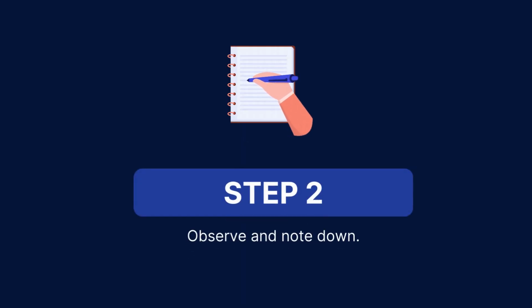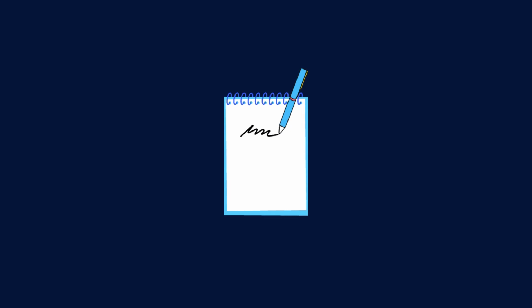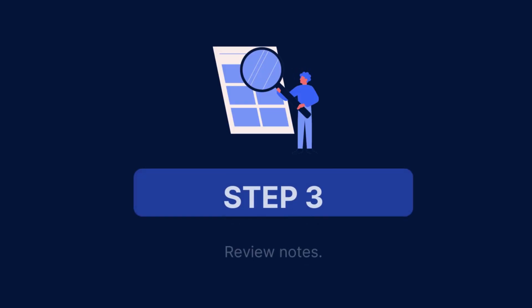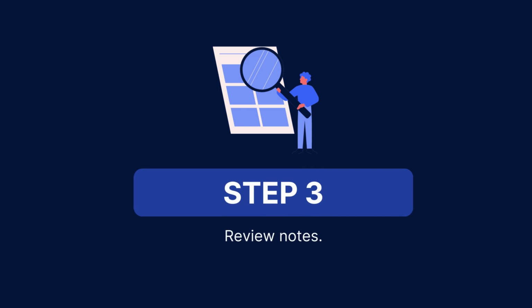Next, observe and note down. Once you've specified the setting or behavior, note down the date and time you will be observing the child and proceed to fill out the ABCs on the template. Next, review notes. Review your notes and make sure they are understandable even by fellow practitioners because they'll be using this as a reference. Lastly, organize.